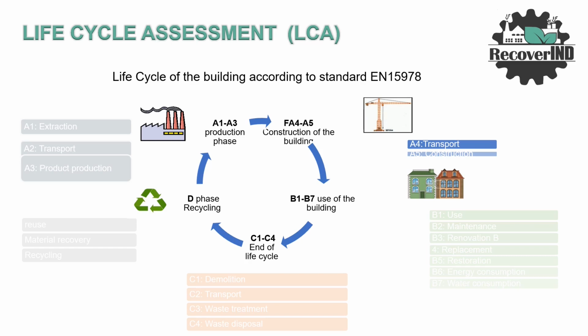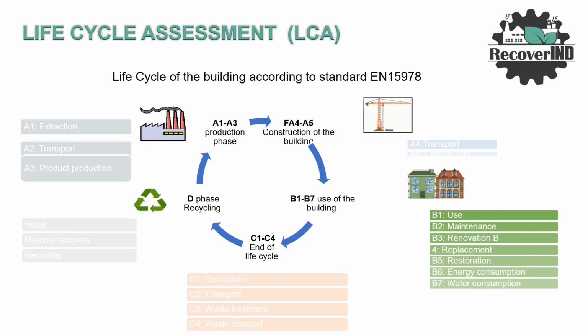Construction phase, A4 and A5, includes the processes from the gates of the building products factory to the practical completion of the construction work. It includes all transportation of materials and products, including intermediate storage and distribution, as well as the processes involved in constructing and erecting the facility.